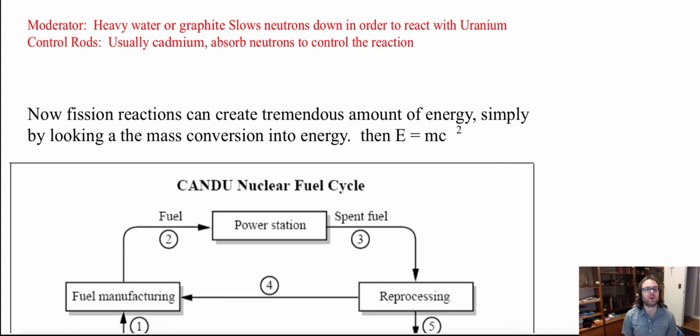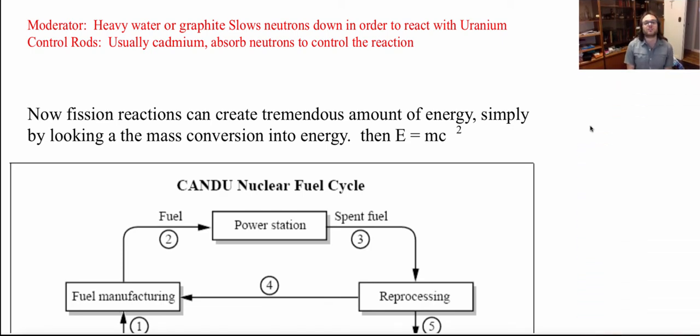So the graphite or heavy water that is used to slow down neutrons in order to react with the uranium and create a chain reaction, those are called moderators. Control rods are those rods that we bring down to absorb neutrons to control or stop the reaction. And we normally use metals such as cadmium for that.